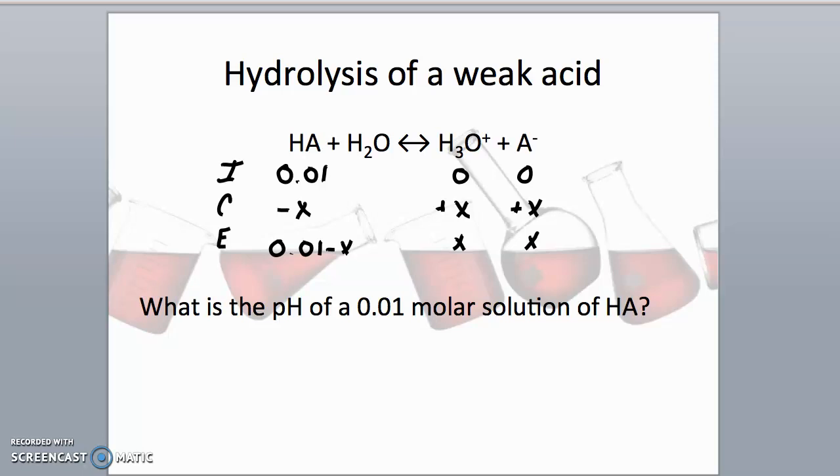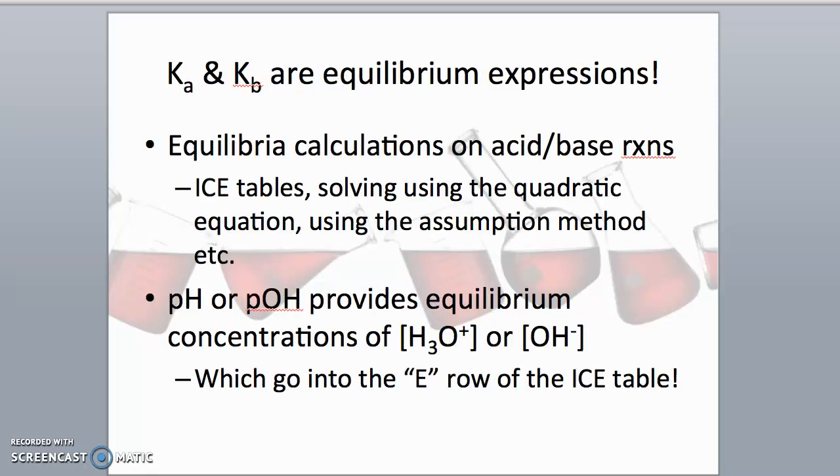A common problem is to measure the pH of a known concentration and then be asked to calculate the equilibrium constant K. So the remainder of this lecture will focus on problems of this type. If we have the pH of a weak acid solution, we can use this pH to determine the hydronium ion concentration. This is an equilibrium value, so it's very useful for our ice table. And measuring pH is a relatively easy procedure.